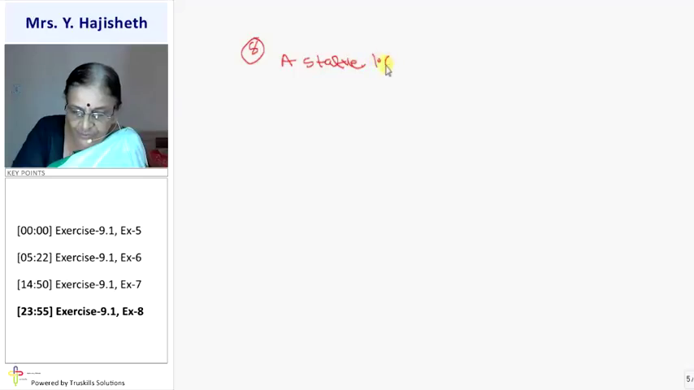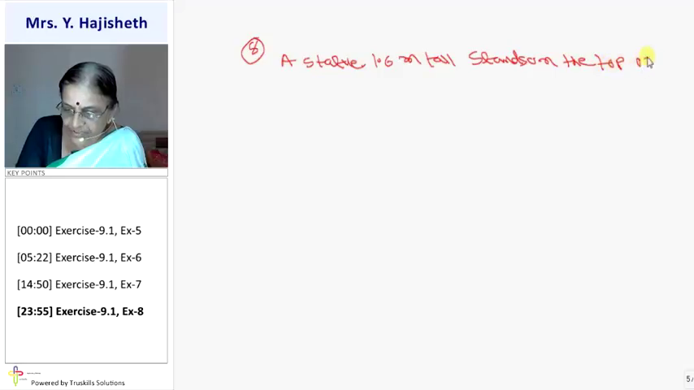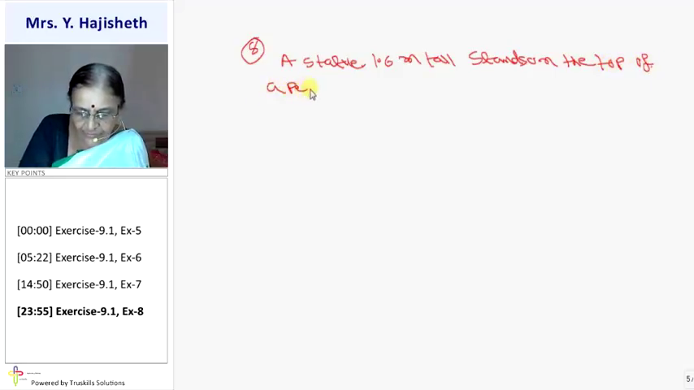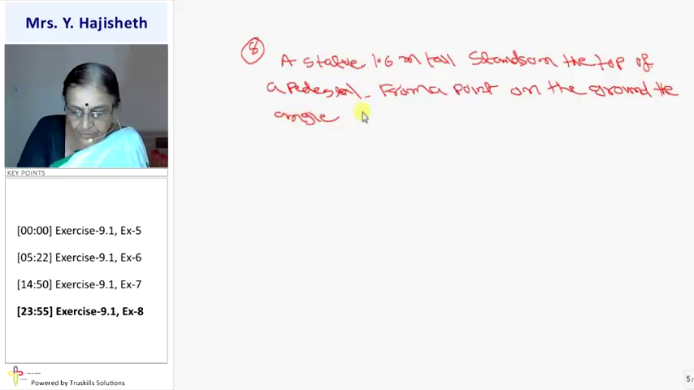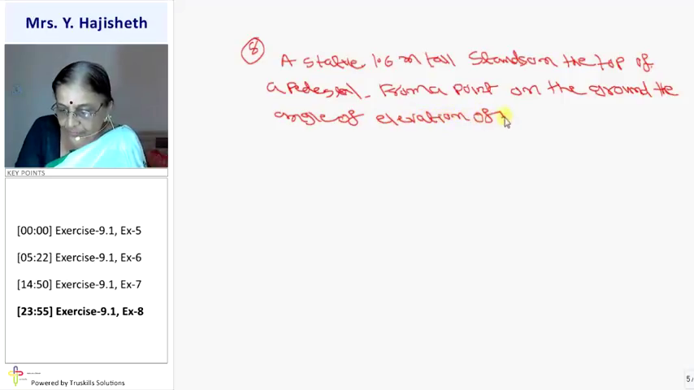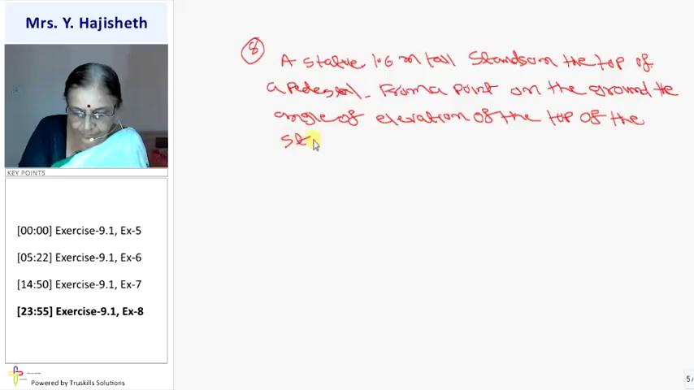Statue 1.6 meter tall stands on the top of a pedestal. The stand we make to keep a statue is called a pedestal. From a point on the ground, the angle of elevation of the top of the statue is 60 degrees. Only the wording has changed a little, the same thing is given.